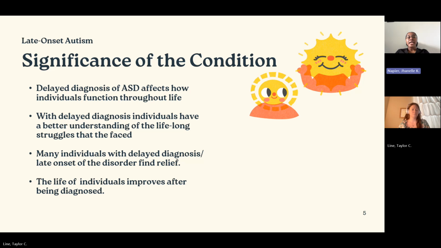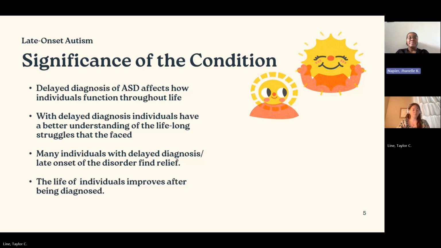Many individuals that are diagnosed later in life, slash have late onset of disorder, find some type of relief in the diagnosis because they are able to understand why this occurred to them when they were younger or how they went about life. So the life of individuals improve after the diagnosis because they learn more about who they are as a person and how certain things were affected by the disorder.